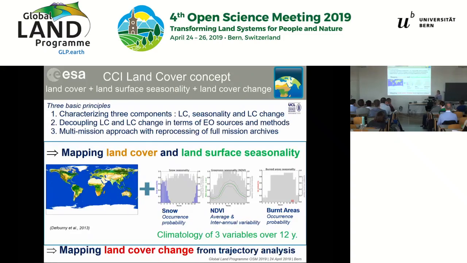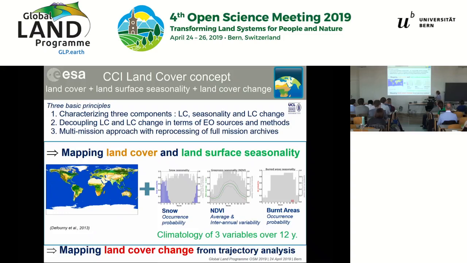And so the first step of the CCI project was really to revisit the land cover concept in order to achieve this consistency between the years. So we redefined the definition of land cover by really characterizing 3 components completely separately: the stable part of the land cover, the seasonality, and the land cover change. And this concept was translated into a processing chain, which decoupled the land cover, the seasonality, and the change.